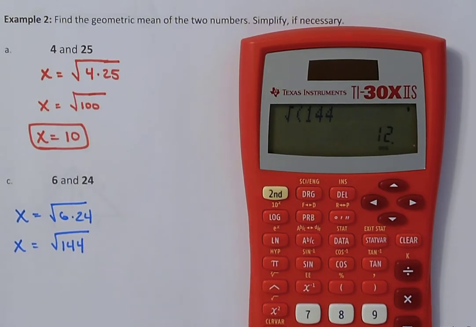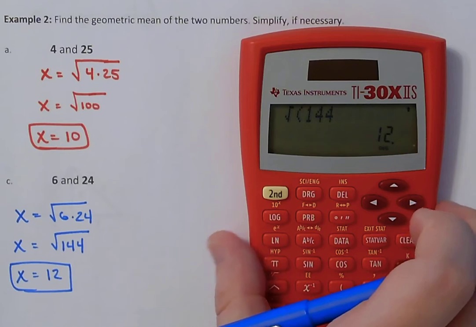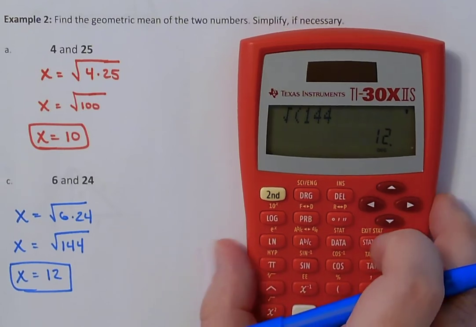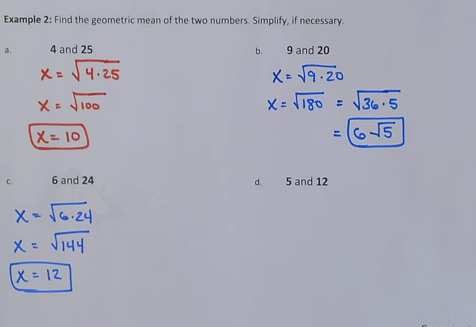So because I do get a whole number, that is our answer for part C, that x equals 12. So if you ever get a whole number, that's your answer, and you don't have to worry about simplifying, and then you're good to go. So that is our answer for part C on the geometric mean of 6 and 24, as it is 12. All right, now for part D, we need to go through and figure out the geometric mean of 5 and 12.